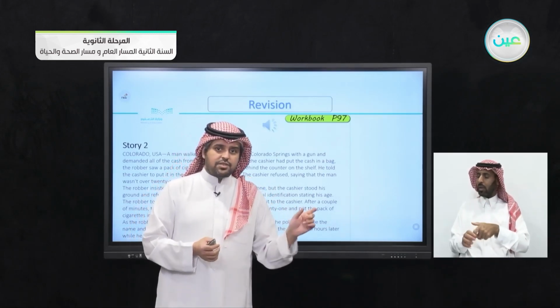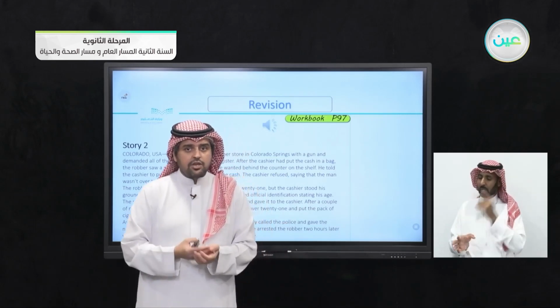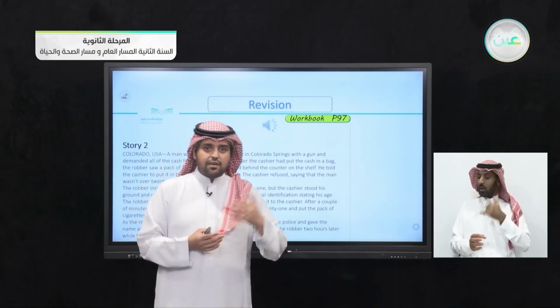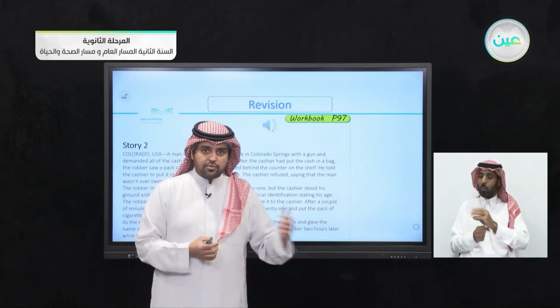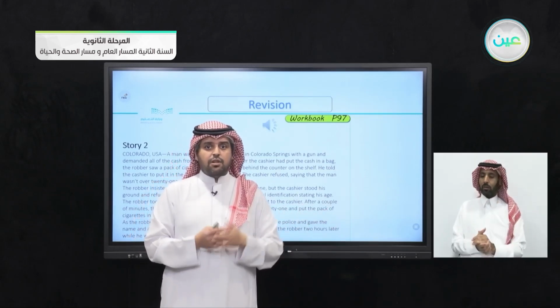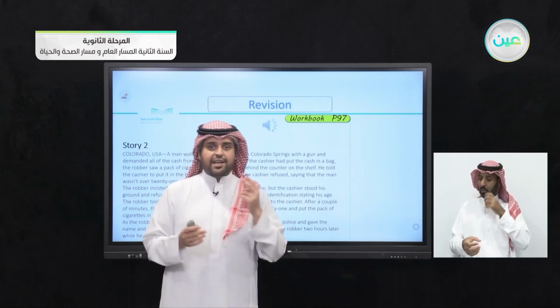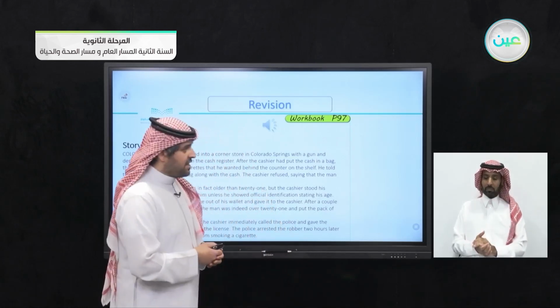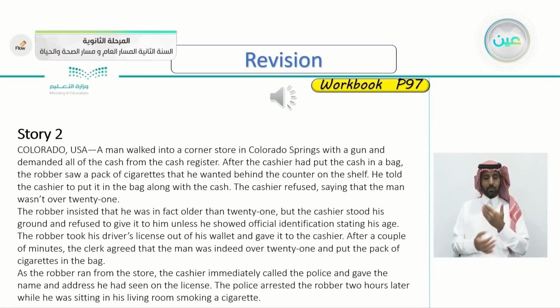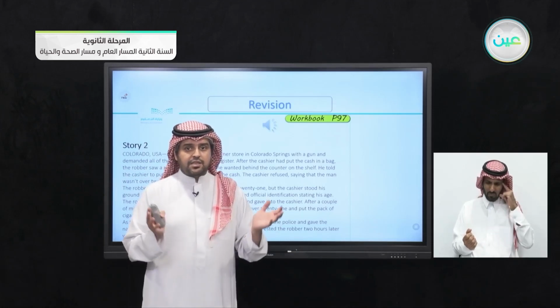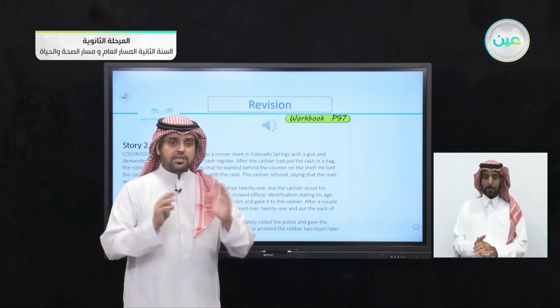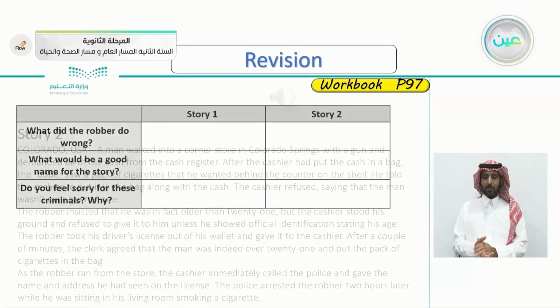Once he went outside, the cashier immediately called the police and gave them the address, which when they stormed there, they broke into his house, they found all the money and him sitting and smoking a cigarette. Of course, maybe he was confused when he showed him the driver's license, but we all agree that it was a dumb move, a stupid move from him.